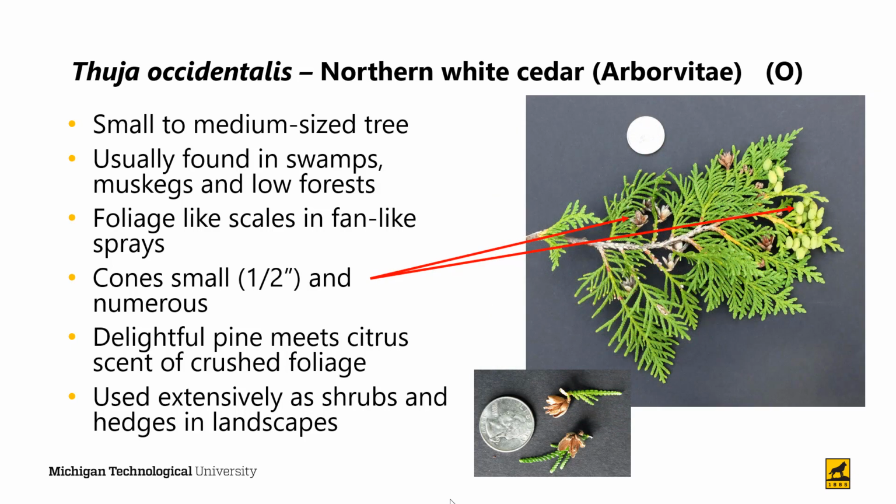It's an evergreen with scales instead of needles, arranged in fan-like sprays. The cones are very small and numerous. Crush a bit of foliage in your hand and you'll be treated to a delightful scent of pines mixed with oranges. You won't have to go to a swamp to see this species. Chances are you or your neighbors have this same species as a shrub or a hedgerow.